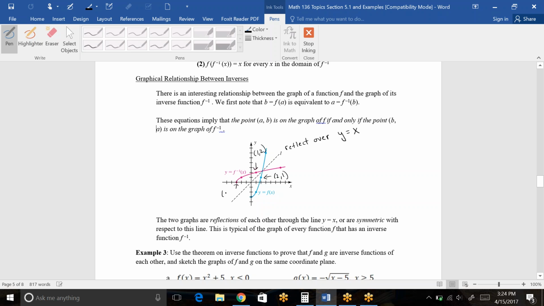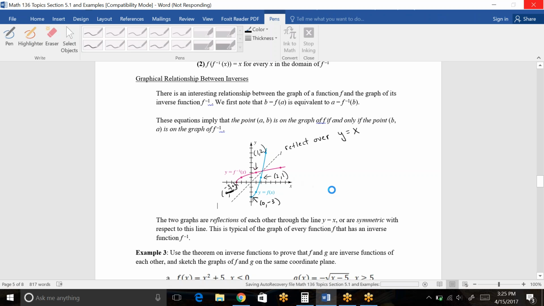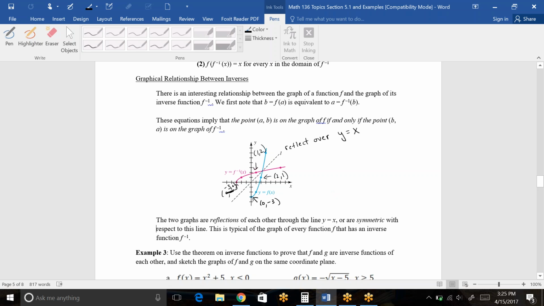This is the point (0, -3), or sorry, (-3, 0). This one down here is the point (0, -3). Again, the mirror image has just been flipped. So anytime you have two inverse functions and you graph them on the same picture, they reflect over the line y equals x. So that's what we know about that.